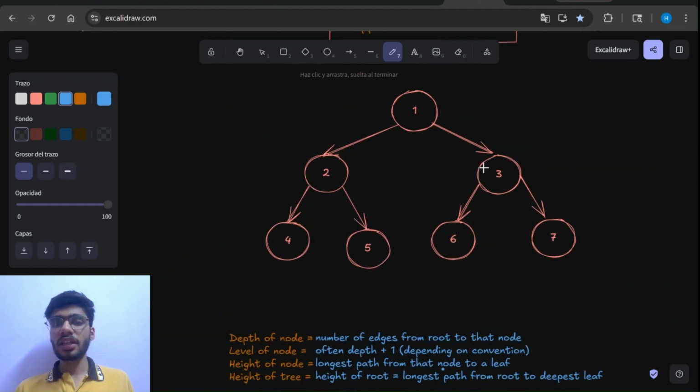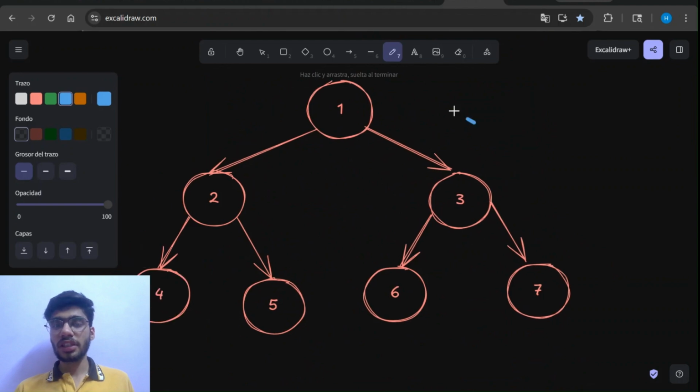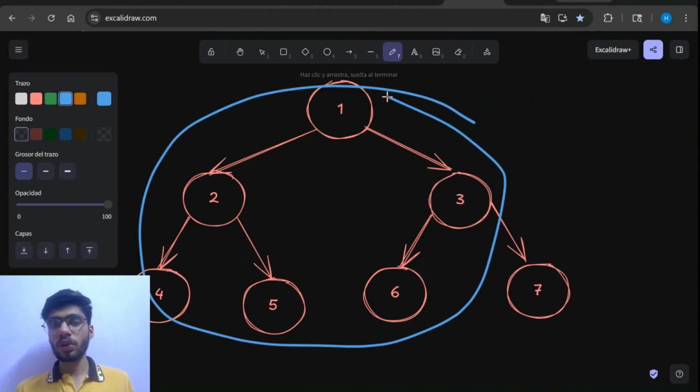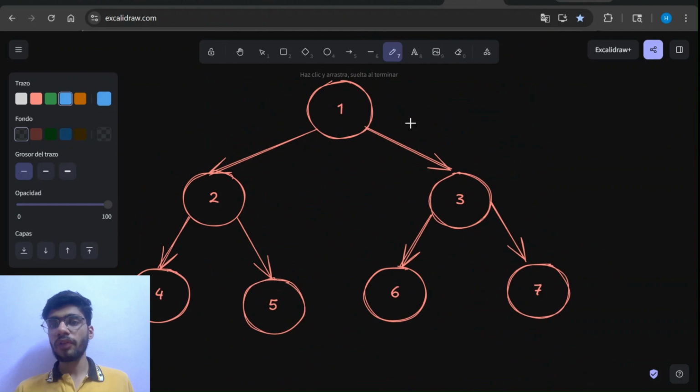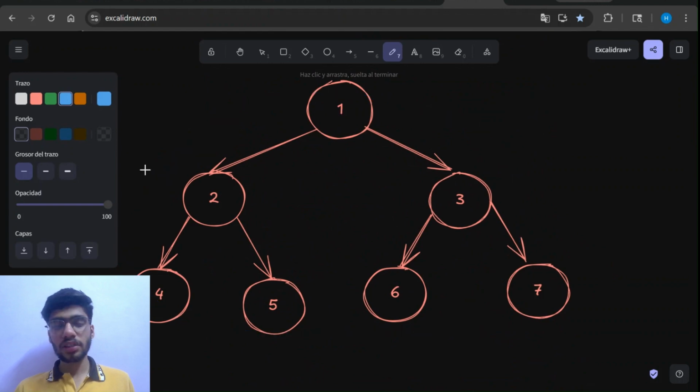There are mainly three properties of a tree. The first property says that if you have n number of nodes in a tree, you have n minus 1 edges in a tree. So if you have 7 nodes like here, you have 6 edges, you can count.